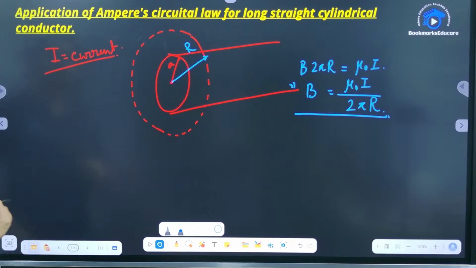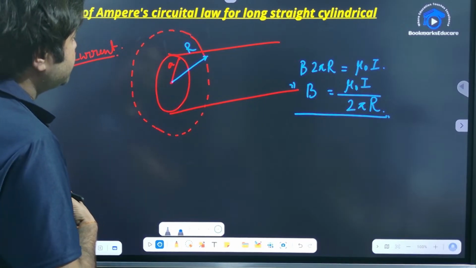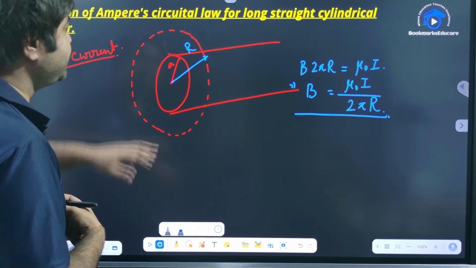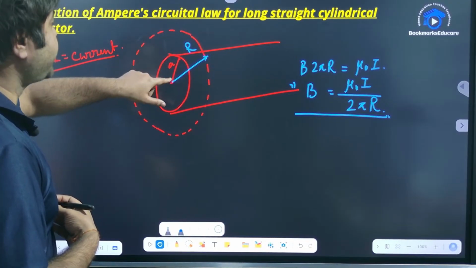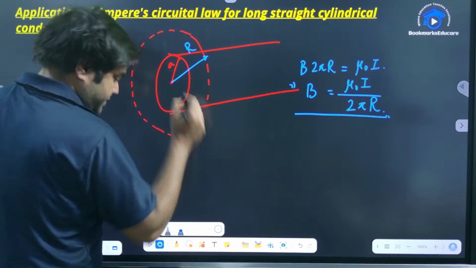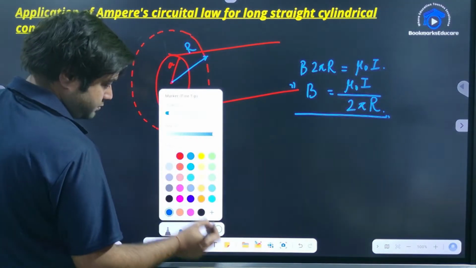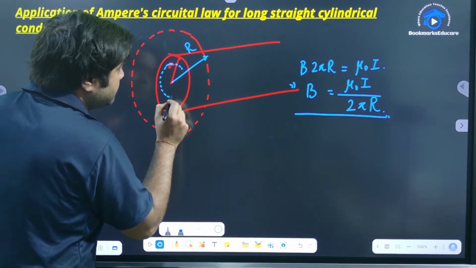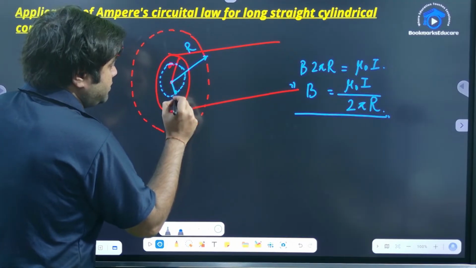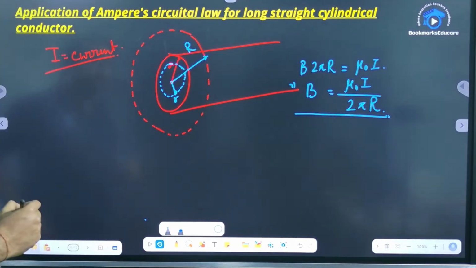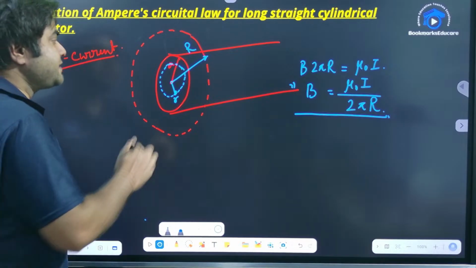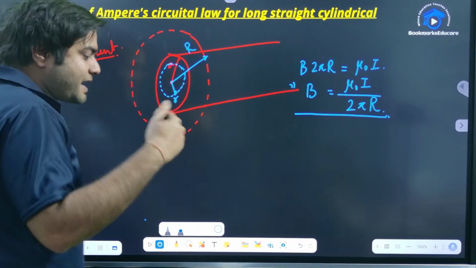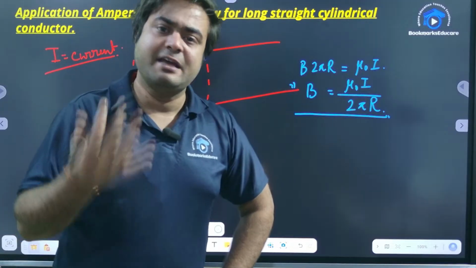This will be the case. Now see one thing, if I am considering a point inside, like this, of radius small r. If I am considering a point like this, in this case this Amperian loop will not enclose the same amount of current.